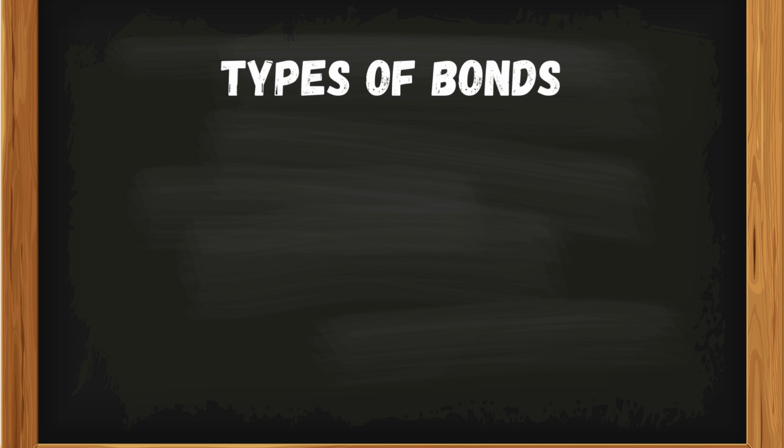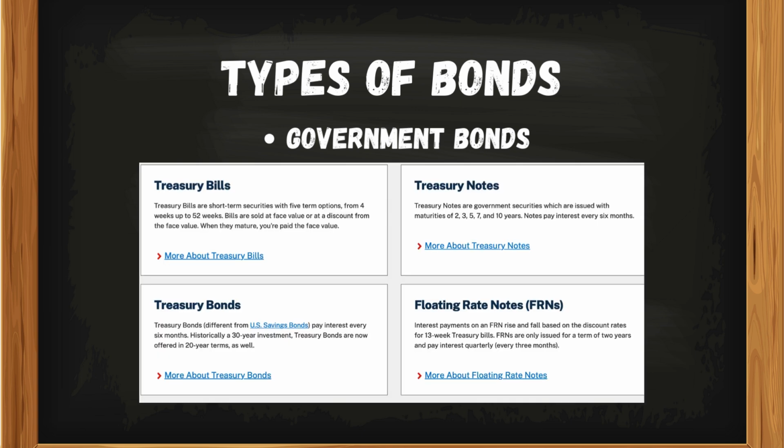The first up is government bonds. These are issued by national governments and are generally considered the safest type of bonds. In the United States, for example, Treasury bonds, or T-bonds, are backed by the full faith and credit of the United States government. This category also includes Treasury notes, or T-notes, and Treasury bills, T-bills, which have shorter maturities.